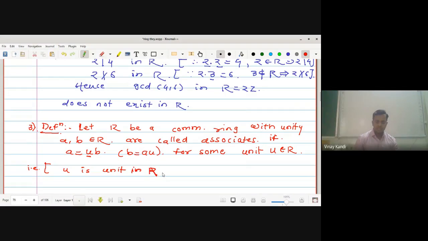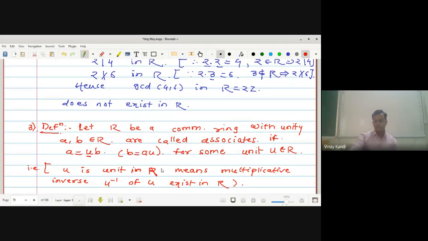U is a unit in R means the multiplicative inverse of U, that is, U inverse, exists in R. What does it mean that U is a unit in R? The multiplicative inverse of U, that is U inverse, in R exists.